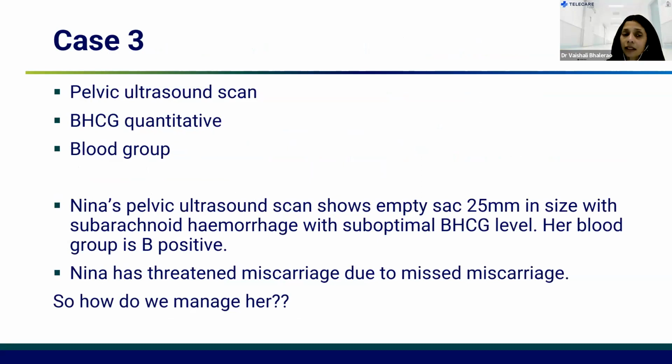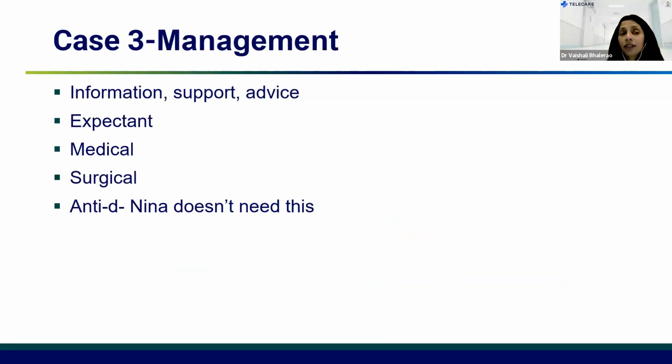So she had a threatened miscarriage, and it is now a missed miscarriage. She's got an empty sac with no fetus. So manage her. Management is information, support, advice, and it can be expectant, medical or surgical management, and consider giving anti-D, but Nina doesn't need it because her blood group is positive.